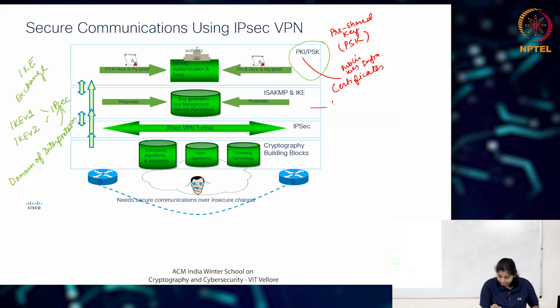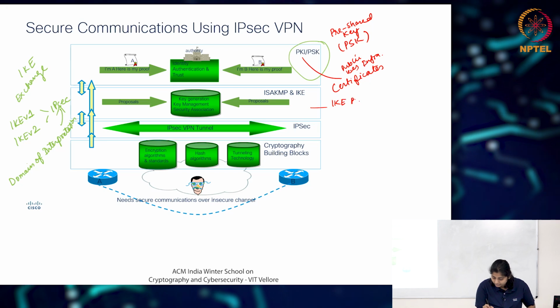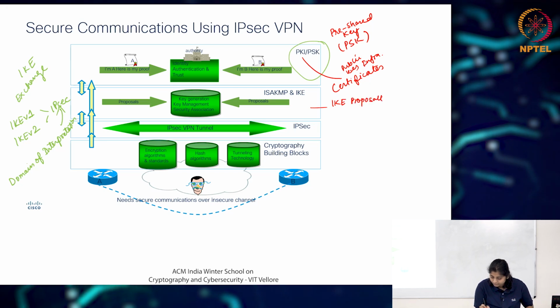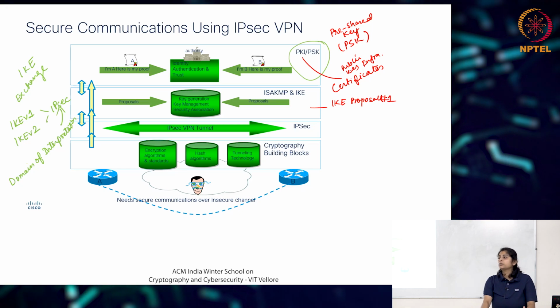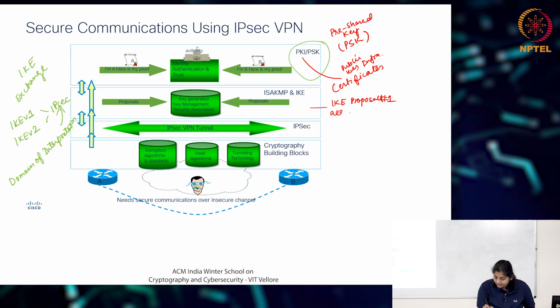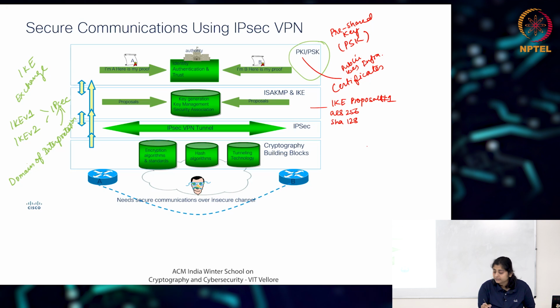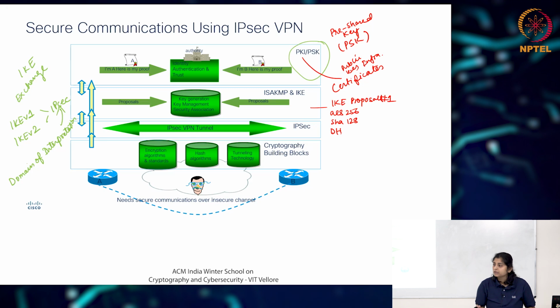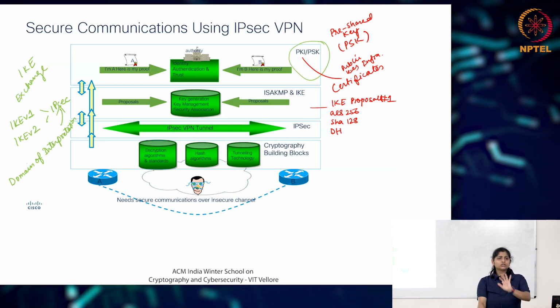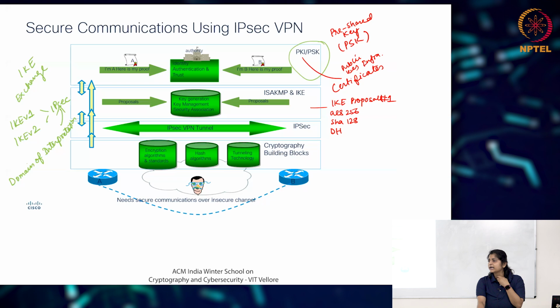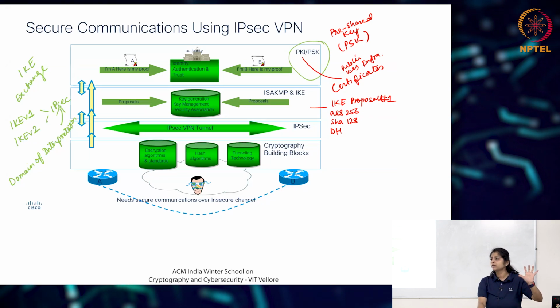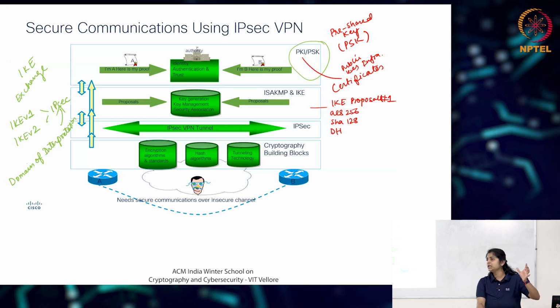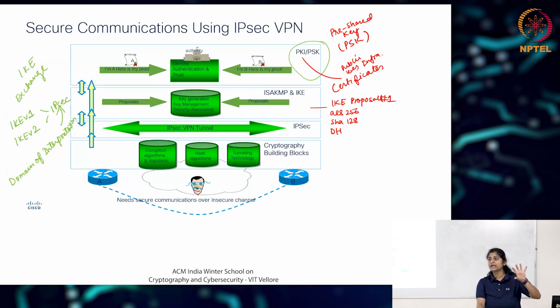IKE proposal 1. So the first proposal will have, say, AES 256, SHA 128, and the key exchange algorithm. You know DH, right? The Diffie-Hellman key exchange happens in groups whenever they're configured. Group 14, group 21, group 5.